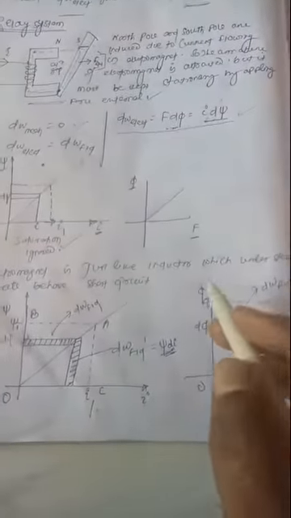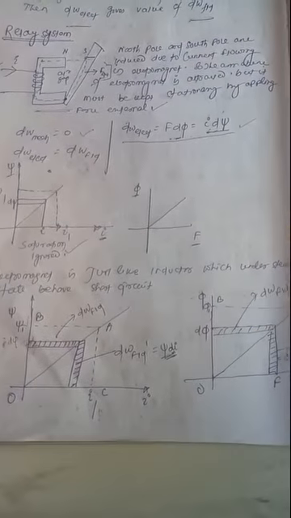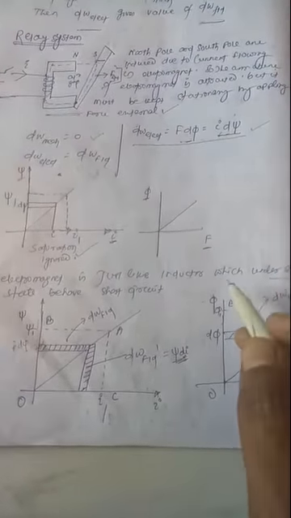The electromagnet is just like an inductor. So under steady state condition, it behaves like a short circuit. At this condition, the motor draws a constant current.